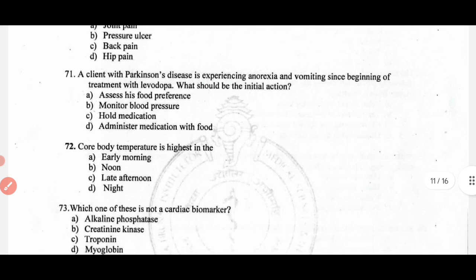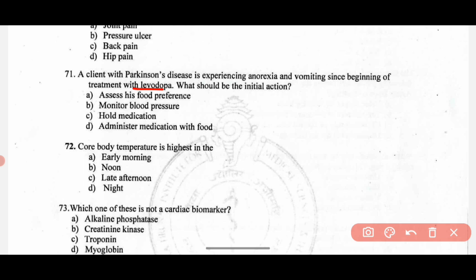Question number 71. A client with Parkinson disease is experiencing anorexia and vomiting since the beginning of the treatment with levodopa. Levodopa is the keyword. What should be the initial action as a nurse? It has to be taken either 1 hour before the food or 1 hour after the food, and it should not be taken along with protein rich food. These are all the keywords, protein rich food.